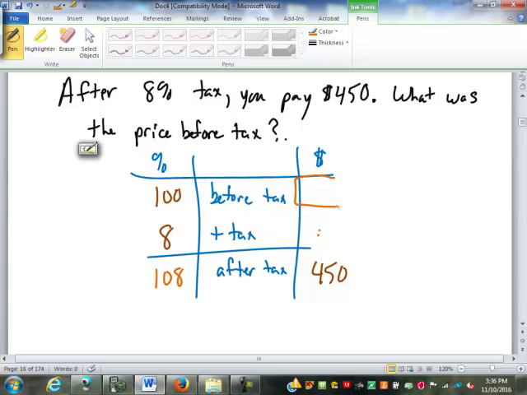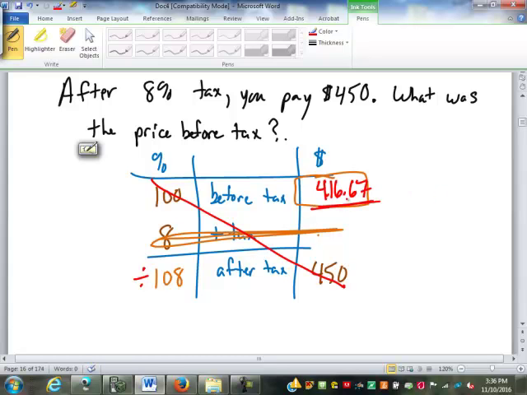Now, we don't want the amount of the tax. We want the price before tax. We want that number. So I can ignore this row here. To find that number, I can just cross multiply and divide. 100 times 450 divided by 108 is $416.67.